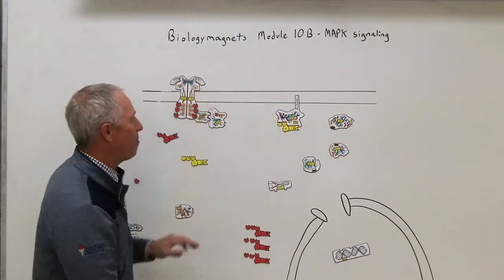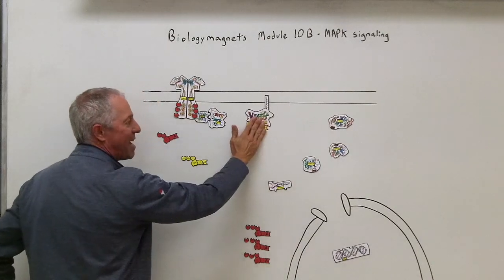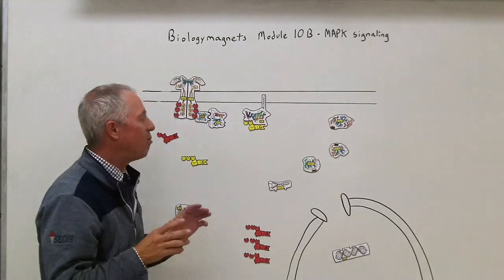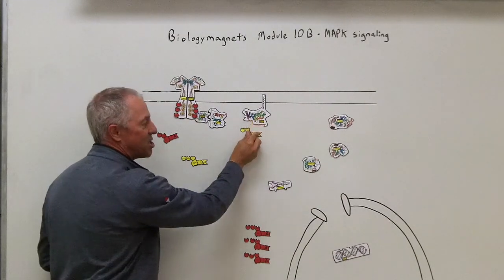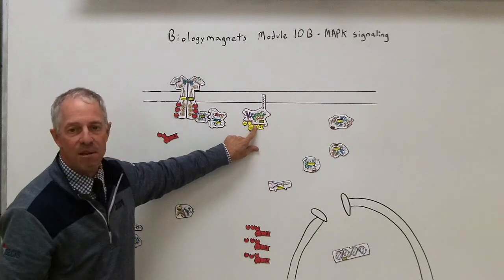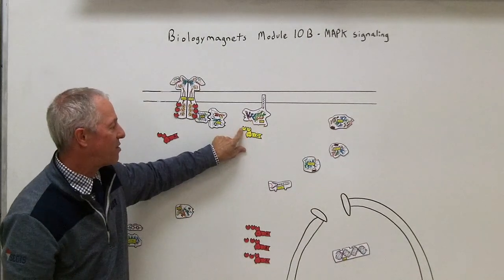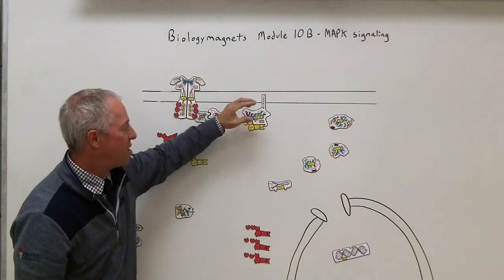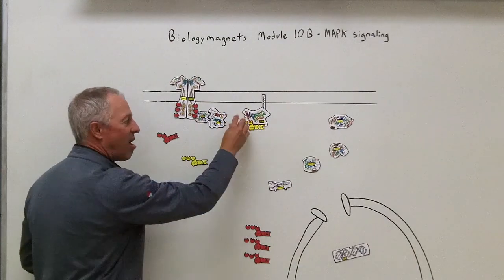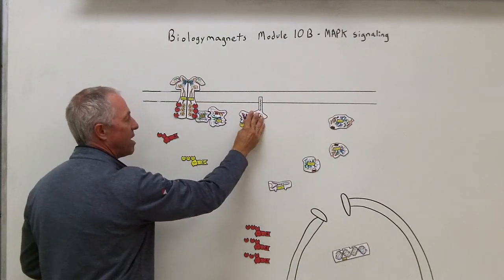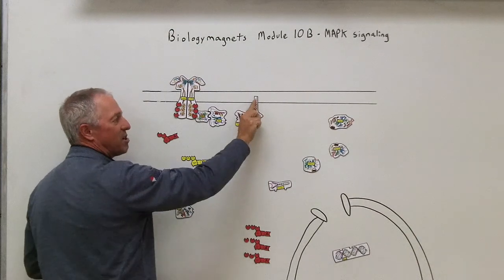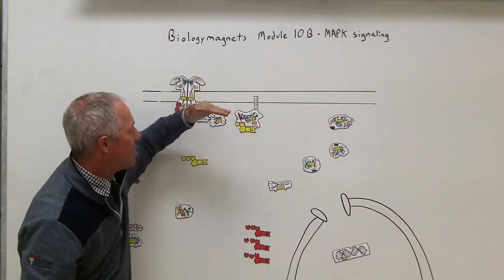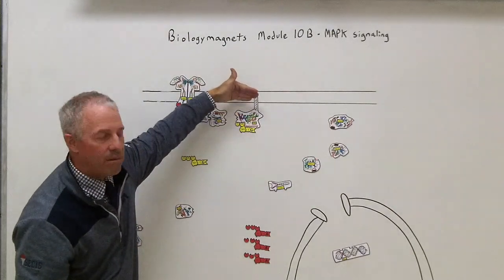And then that complex can associate with this RAS protein. Now the RAS protein is a type of G protein. The reason we call it a G protein is it's associated with a GDP molecule, guanosine diphosphate. The GDP molecule is attached to this RAS protein, and it's in its off position. But I want you to notice it has a lipid tail. The lipid tail helps keep it in the membrane. So this RAS protein is associated with the membrane.